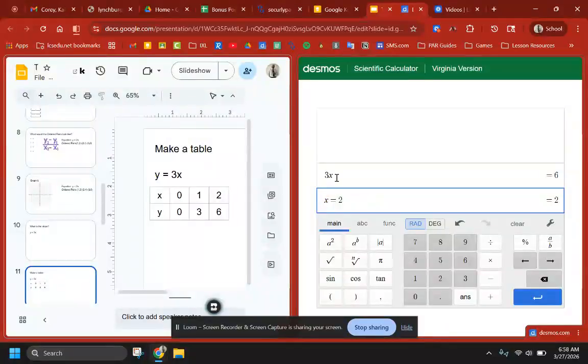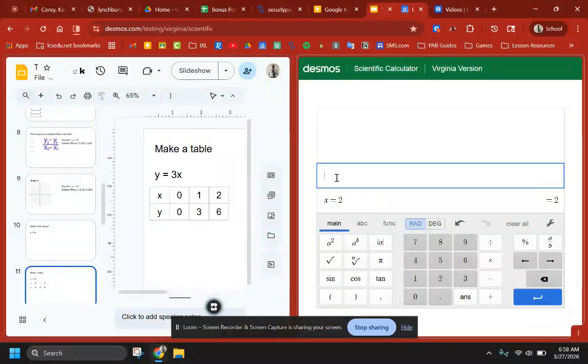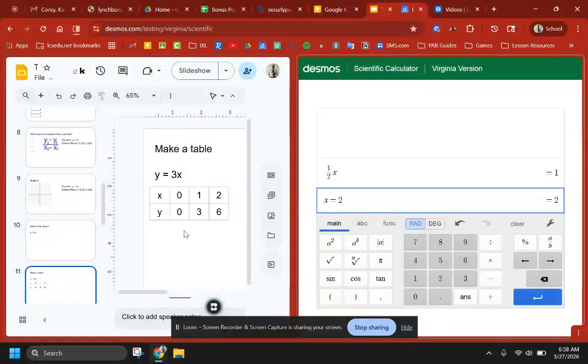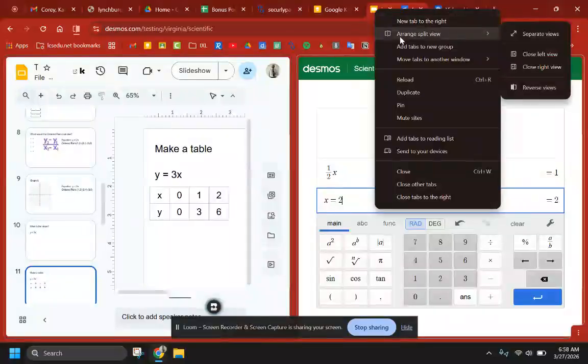So using your calculator, you're going to be able to do it. It might say y equals 4x, so then I would put 4x over here and figure it out. Might say y equals 1 over 2x. Well, then I'm still just changing the value for x in order to fill out the table. All right, let's go back to where we were.